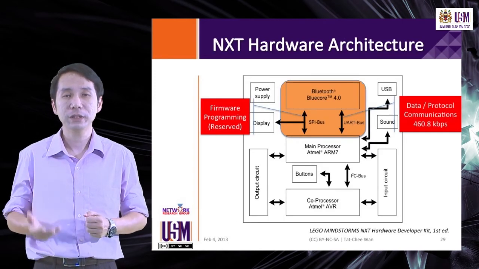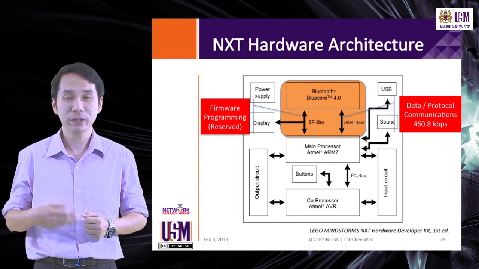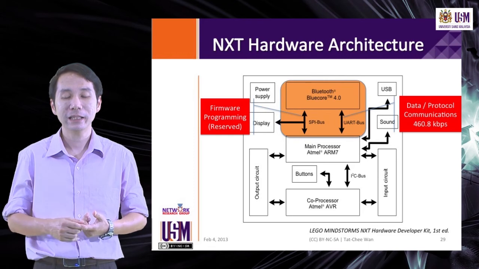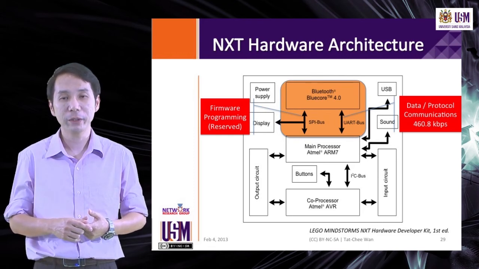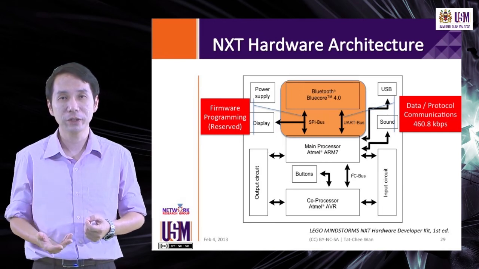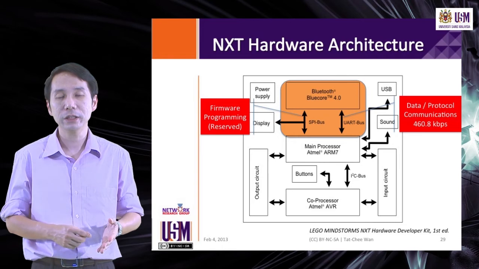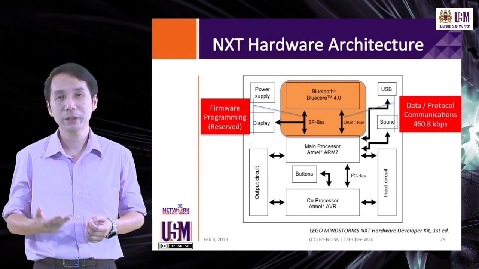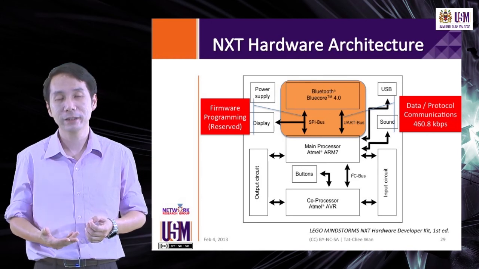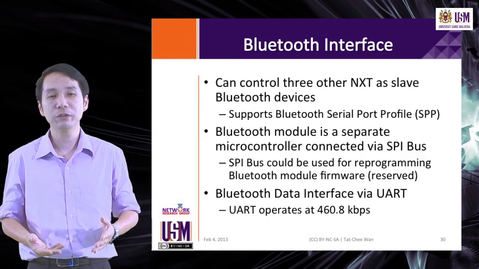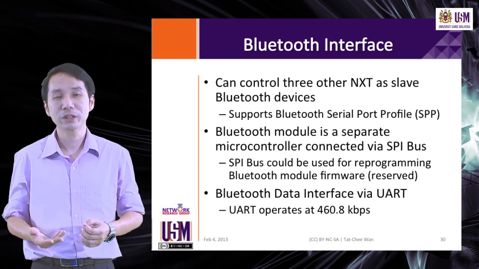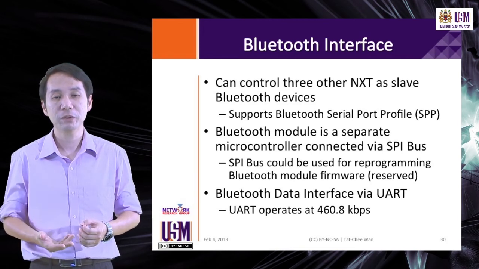Next, we look at the Bluetooth interface. The Bluetooth interface actually has 2 communication channels with the ARM microcontroller. The first is the SPI Bus, which is used for firmware programming of the Bluetooth module. However, this is reserved and is not normally used by software. The second, or more commonly used interface, is the UART bus, which is connected at 460.8 kilobits per second. In terms of operation, the Bluetooth device can control 3 other NXTs as slave devices, which support the Bluetooth serial port profile or SPP profile.